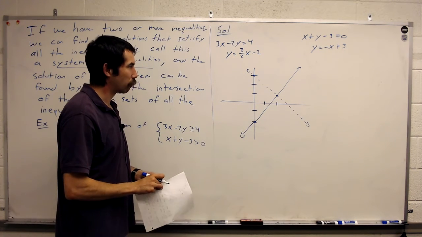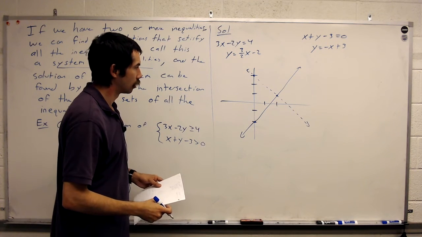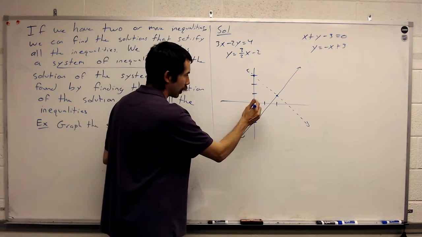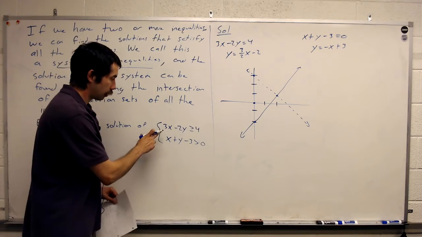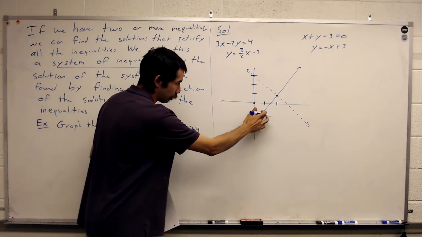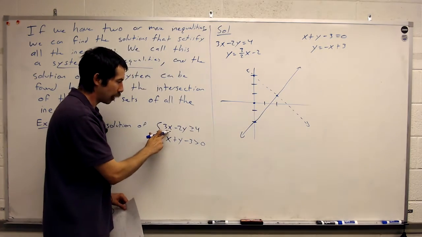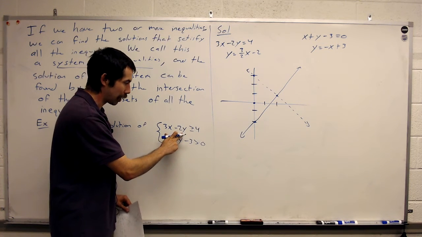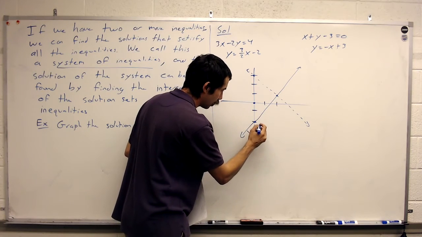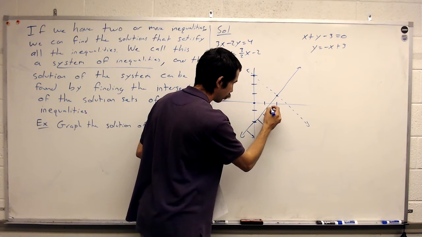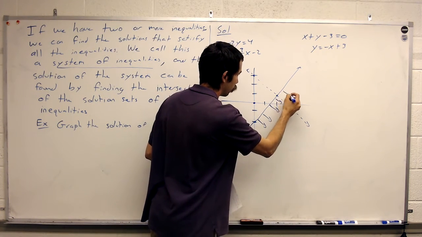All right, now we have to determine which region do we shade. And so let's take the test point again. Let's take the origin to be the test point. So dealing with our solid line, is it true that 0 minus 0 is greater than or equal to 4? No. So we're going to shade away from the origin.